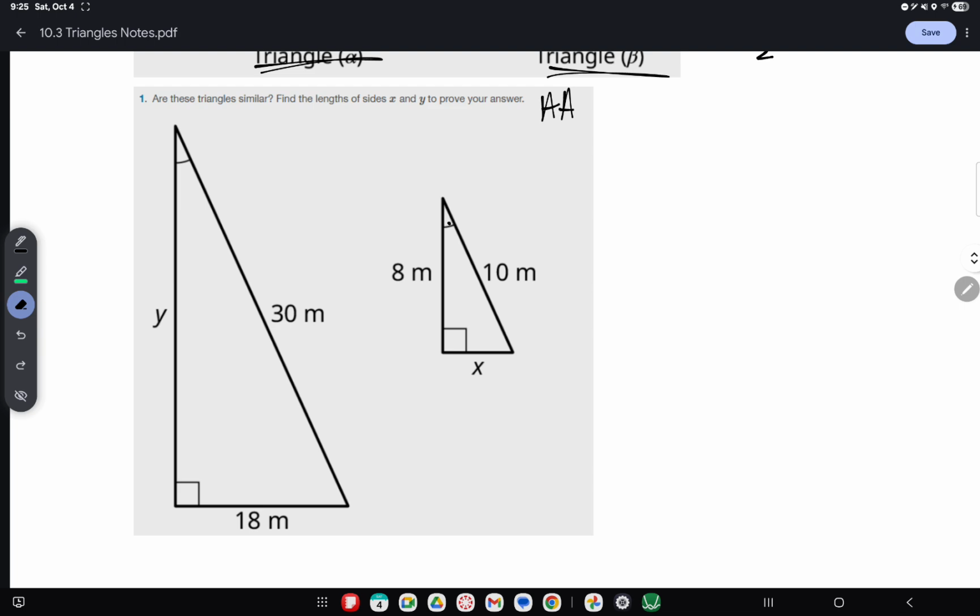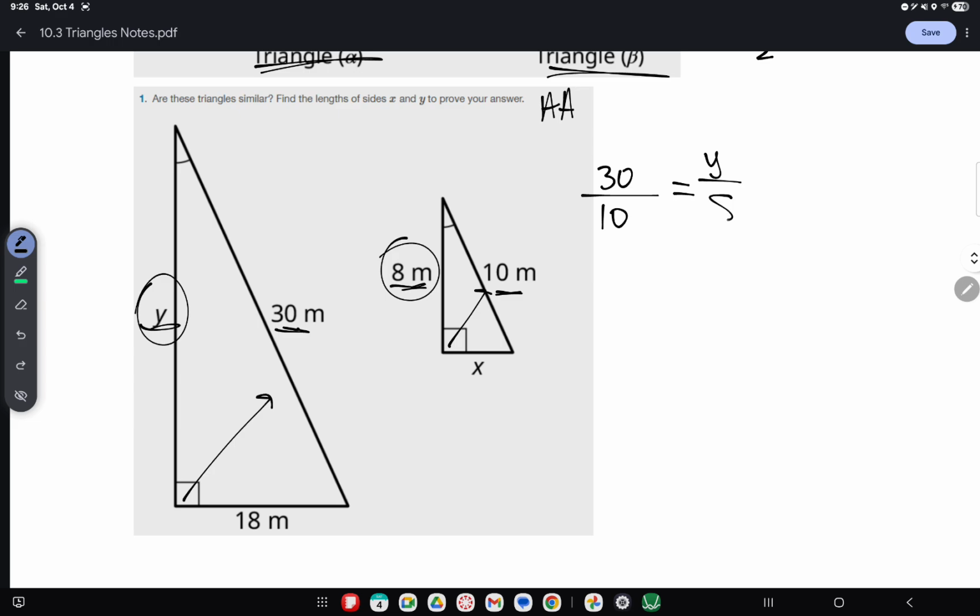All right, so now we just need to set up the proportions. So I know the hypotenuse for both of these. So I'm going to use that proportion. So 30 is to 10. And then we can do each one individually. So I'll do y first. So y is going to match up with 8. So because I did the left triangle, then the right one, in the proportion I have to do the same thing. So I'm going to do y over 8.